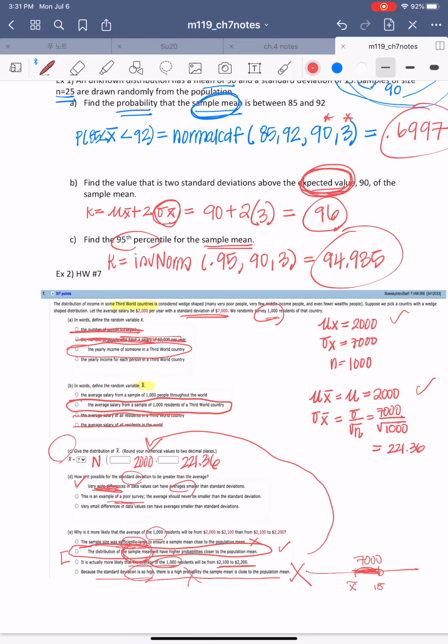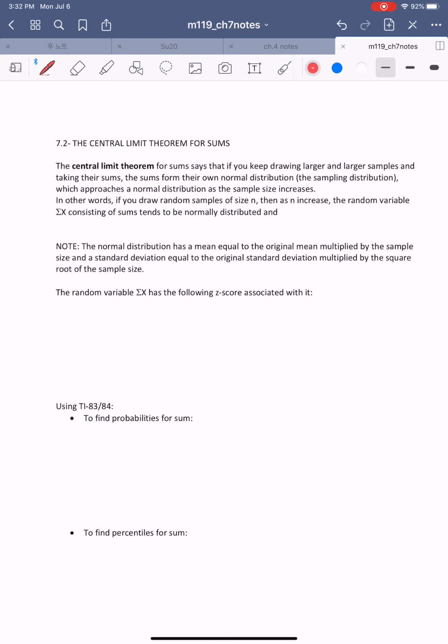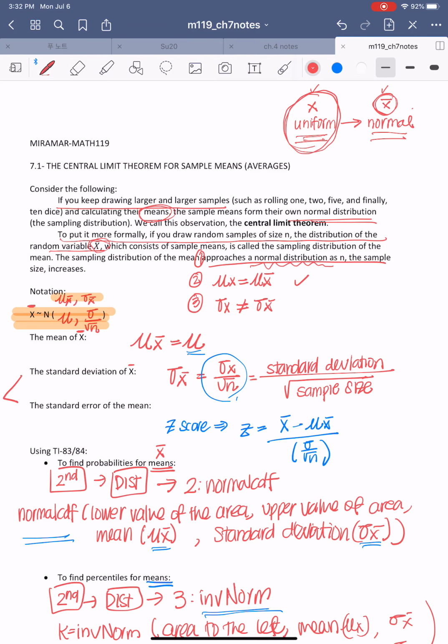Okay. All right. Next one. This is the central limit theorem for sum. Now, the first one was for the mean, the average.